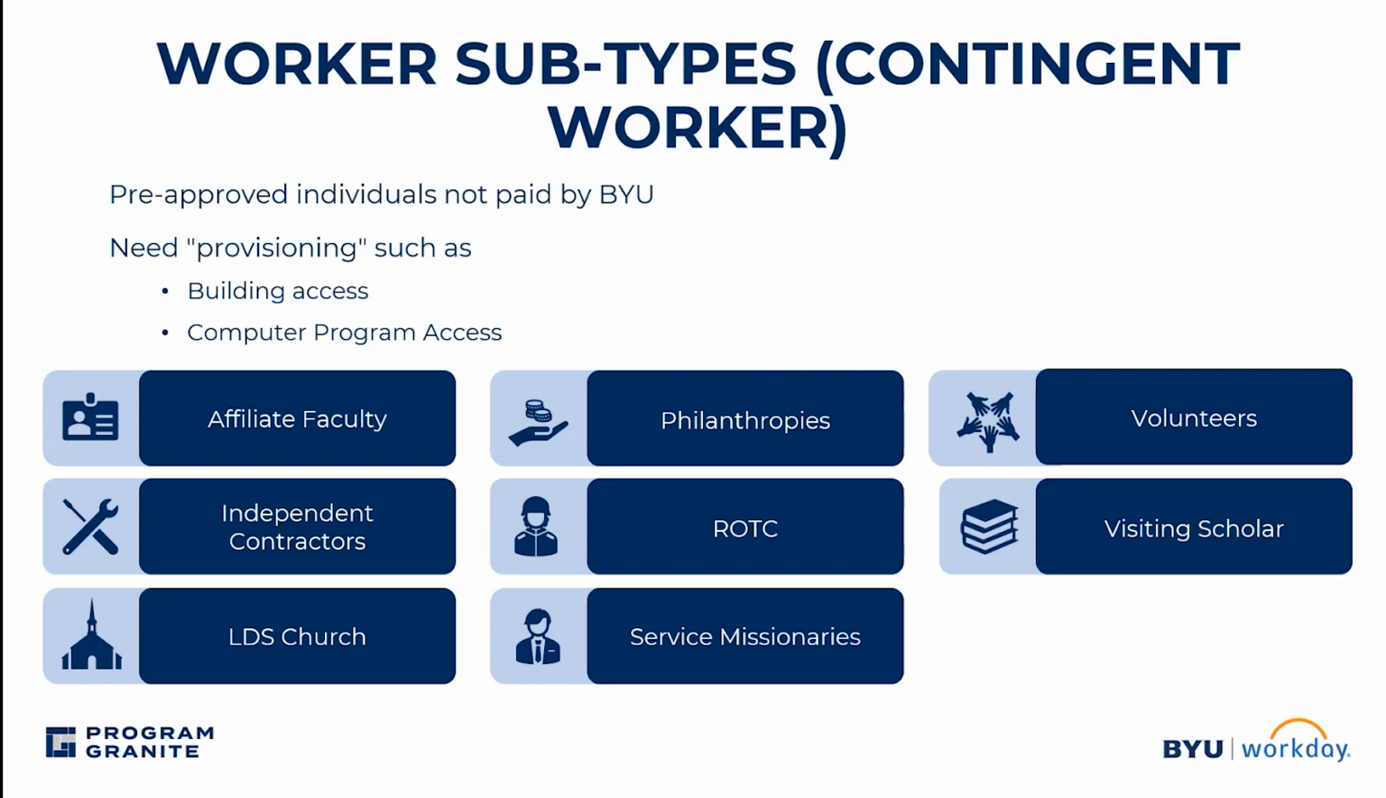Like they would be in a conference. Yeah, we're going to get rid of them. Yeah, they need building access, computer program access, access to Workday, things like that. And then these are some of the examples of different contingent worker subtypes.